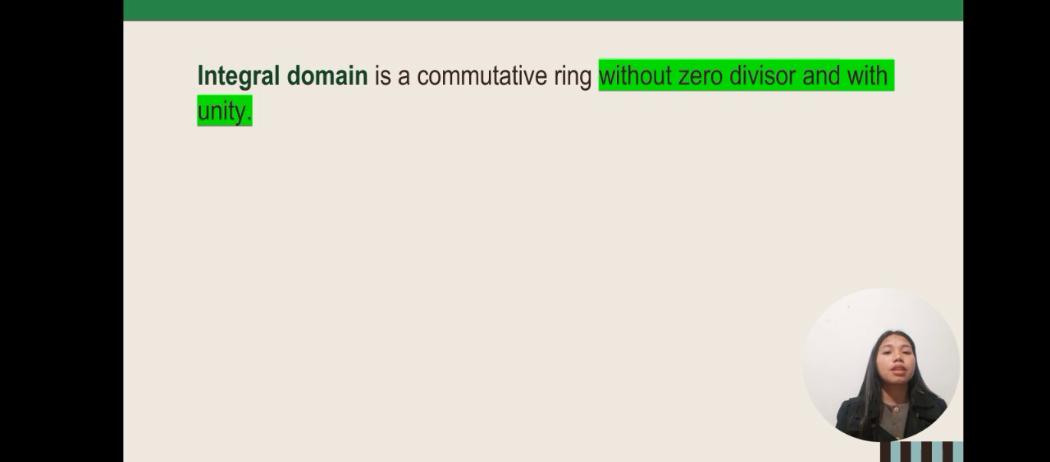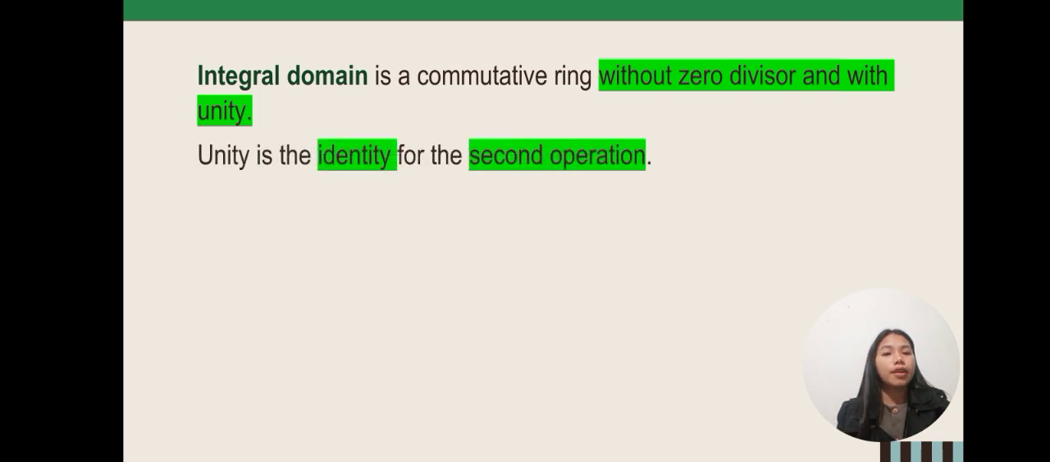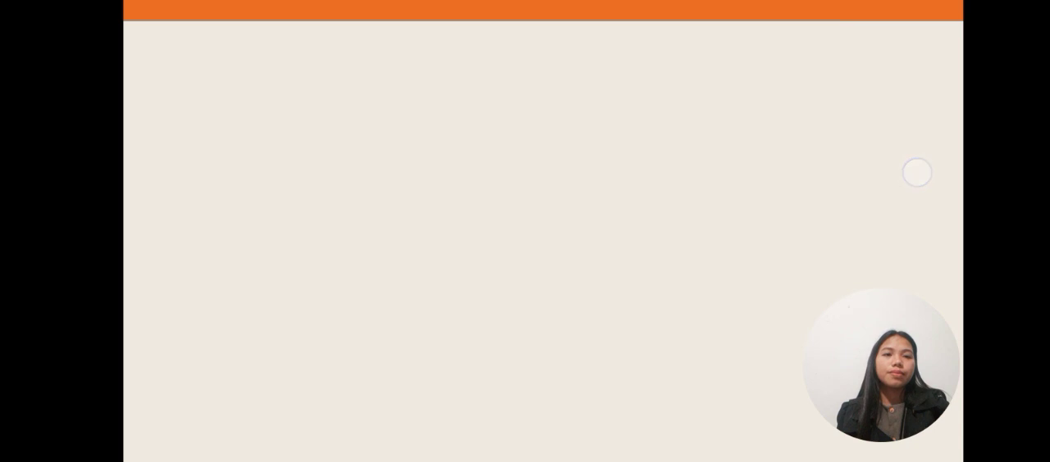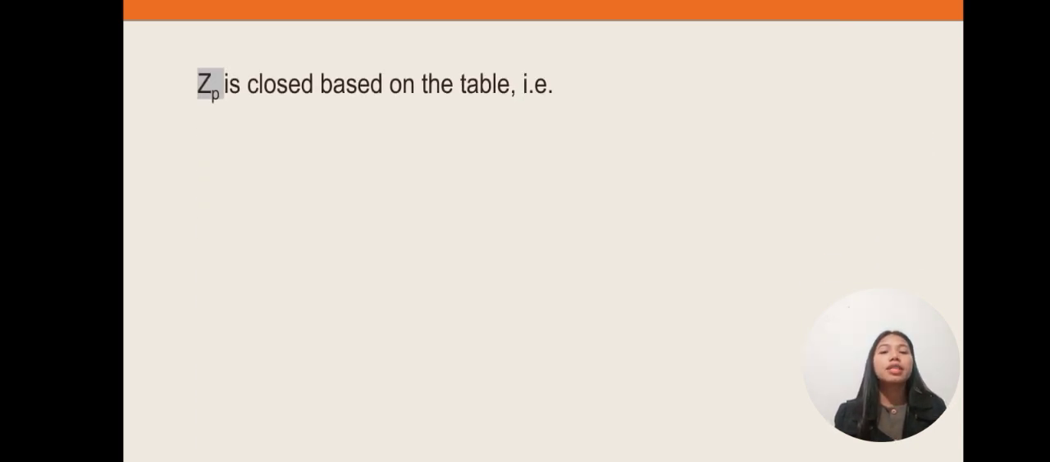An integral domain is a commutative ring without zero divisors and with unity. Unity is the identity for the second operation. Example. Show that Z3 is a commutative ring. Solution. We have here closure. Z sub p is closed based on the table.